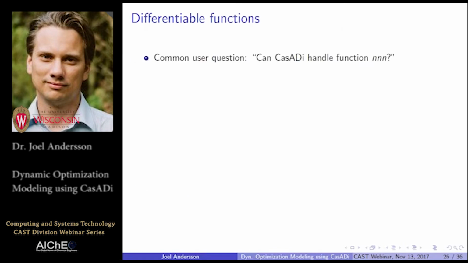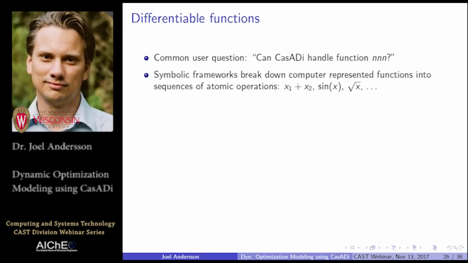A common question in CasADi, once you start using it for non-trivial functions, is: in the problem I'm looking at, I have this particular construct. Can CasADi handle this construct? CasADi, being a symbolic framework, works by breaking down complex functions into sequences of simpler atomic operations.